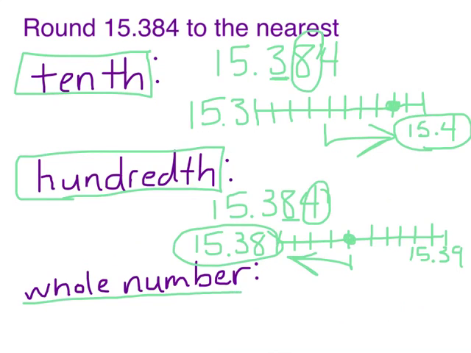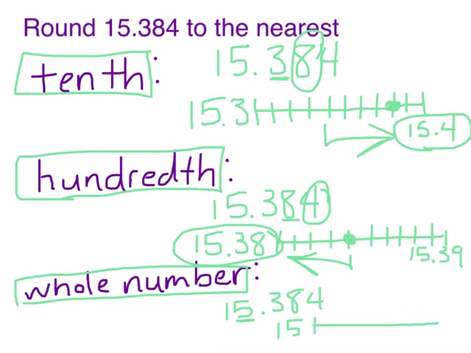Now I'm going to round to the nearest whole number. Remember, the nearest whole number does not mean the tens place. Which place value am I going to round to? I'm going to round to the ones place. Which number is in the ones place? Which digit? The 5. So which two whole numbers is this between? 15 and 16.